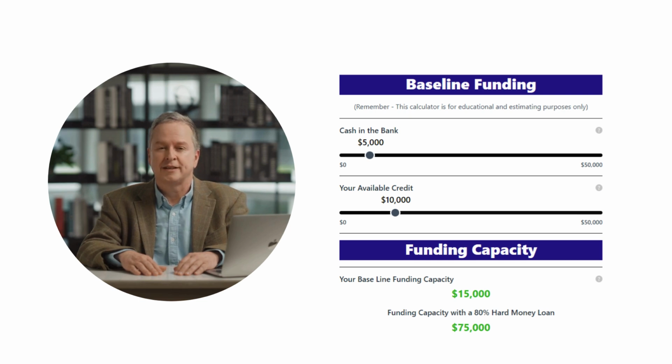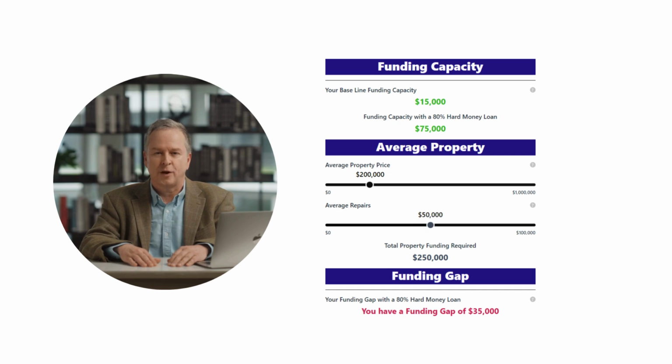In our example, we are using a 80% hard money loan, and with that leverage, then you would have the ability to buy a $75,000 property. Now let's look at the average property price in your investing area, and let's say it's $200,000. Then let's use an estimate of $50,000 in repairs. Now we can see that on average we would need $250,000 in overall funding. So in this case, we would have a funding gap of $35,000. So by increasing our baseline funding by $35,000, our funding gap would become zero.